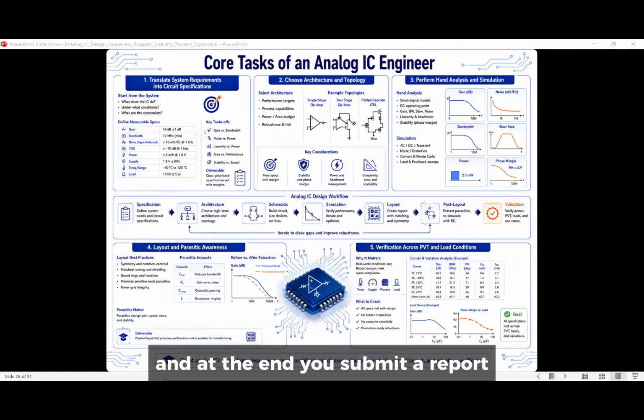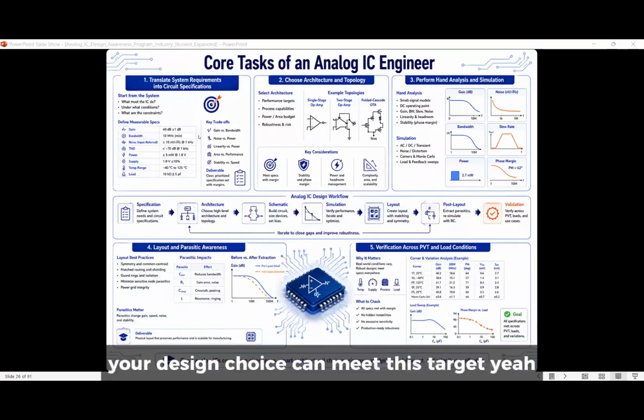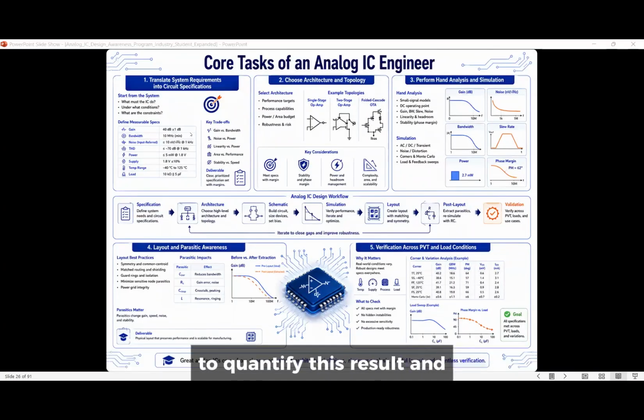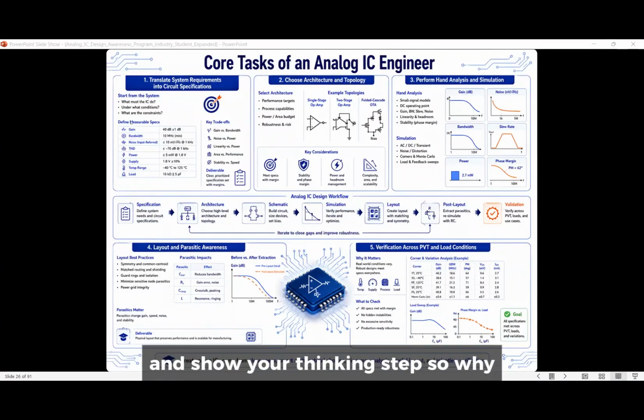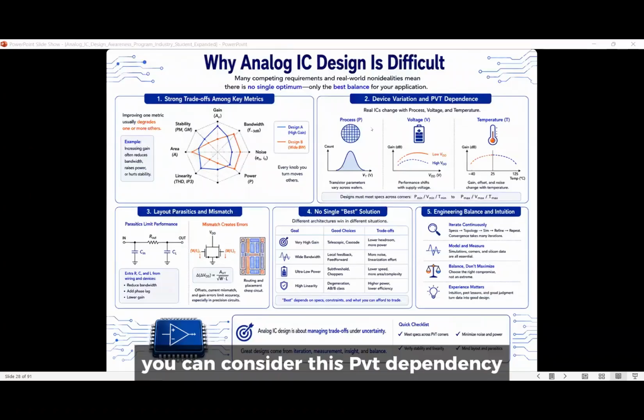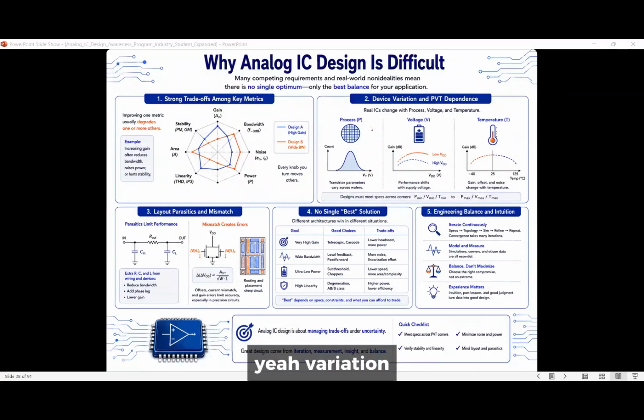And at the end, you submit a report and you will tell me why your design choice can meet this target. You must have at least some simple, direct equation to quantify this result and show your thinking step. So why you can get such a result. And if you still have time, you can consider this PVT dependency, variation.